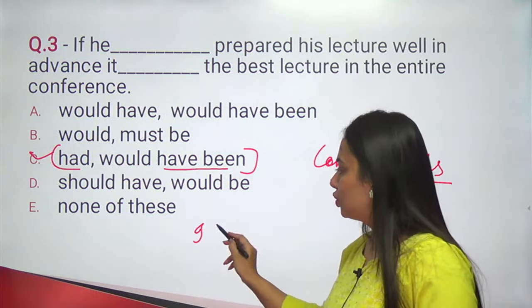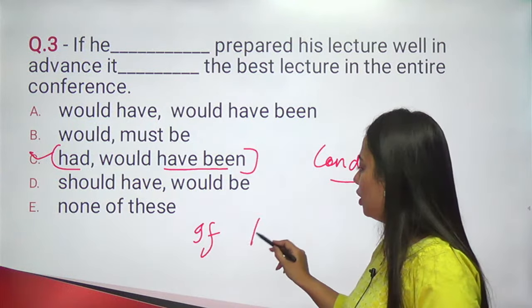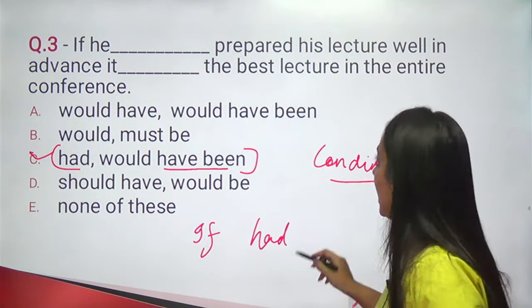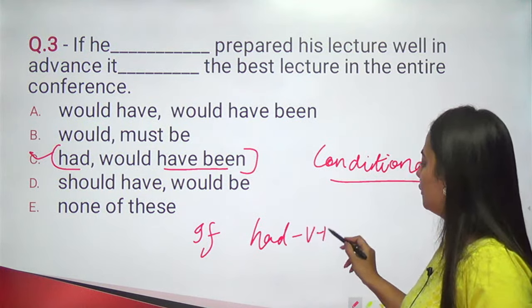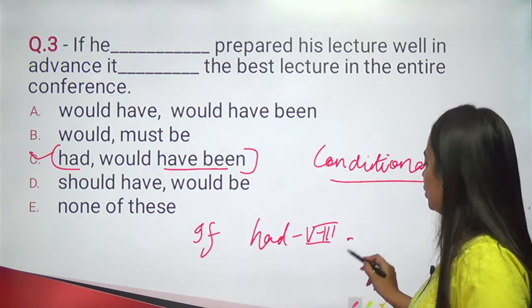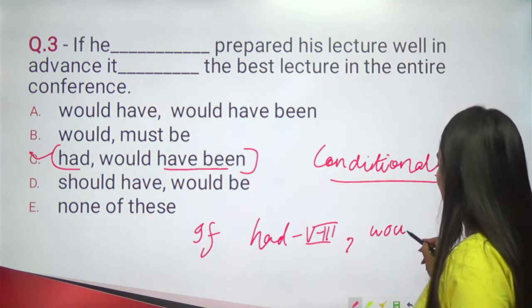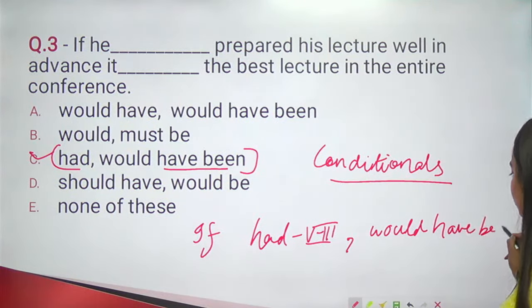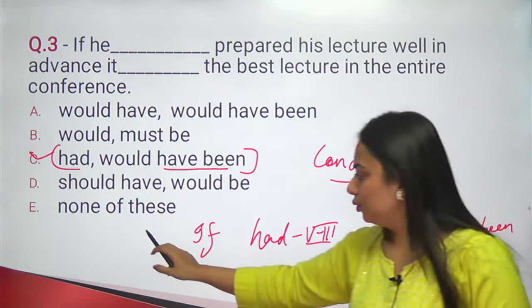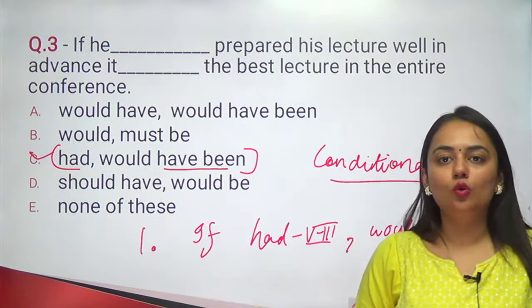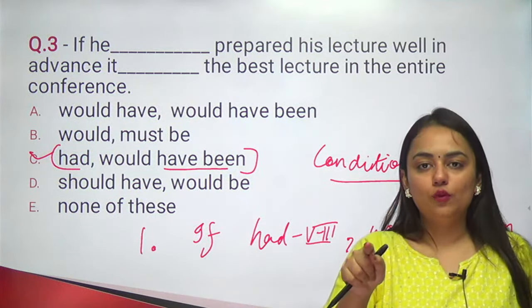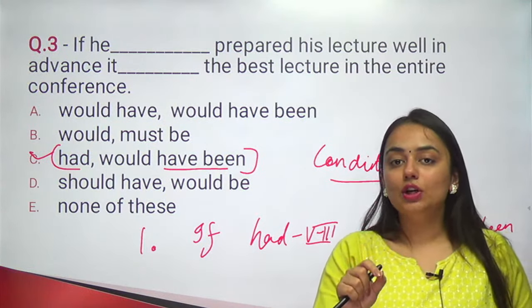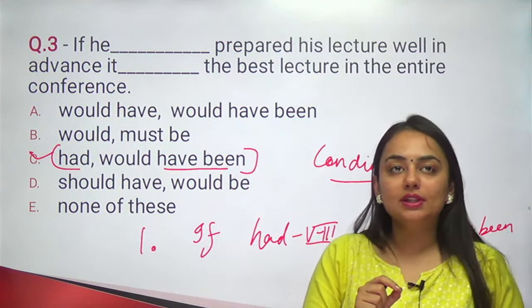अगर एक सेंटेंस शुरू होता है if से, followed by had and verb's third form, after the comma you will have to had would have been. ये पहला रूल है कंडीशनल का. नाउ दिस इज योर होमवर्क. देयर आर 2 more rules for conditional. Try to search them, write them down and use them in sentences.